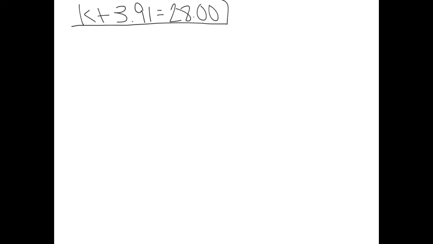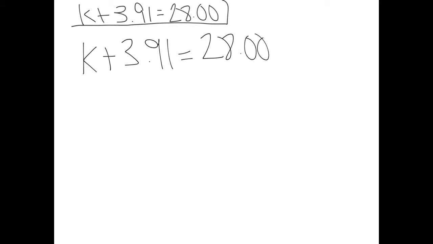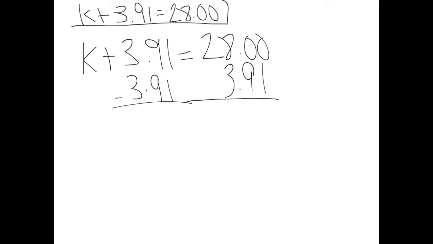Okay, our next problem is K plus 3.91 equals 28.00. We need to find out what K equals. So in order to do that, adding undoes subtraction, but we'll have to add 3.91 to each side. Line up the decimals. But we'll have to subtract. That gets crossed out. K equals whatever this happens out to be.